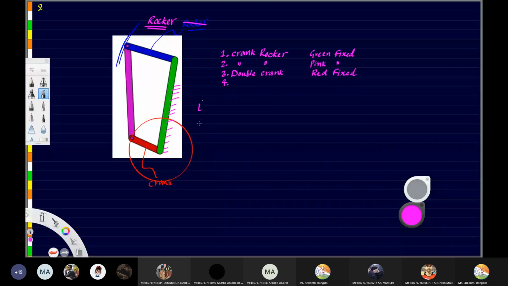And lastly, the fourth one, which link is to be fixed? Which link do we have to fix? So we have to fix the blue link. Okay. So let us see what happens if we fix the blue link. Ready?